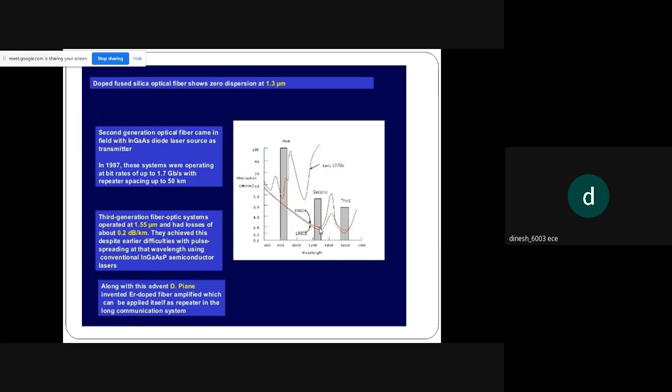The third generation fiber optic systems operated at 1.55 micrometer and had a loss of about 0.2 decibels. This was achieved by indium gallium arsenide phosphide semiconductor. Along with this advent, DPN invented the EDFAs, erbium doped fiber amplifiers, that we will be studying in unit number 5, which are being used as repeaters in long distance communications.